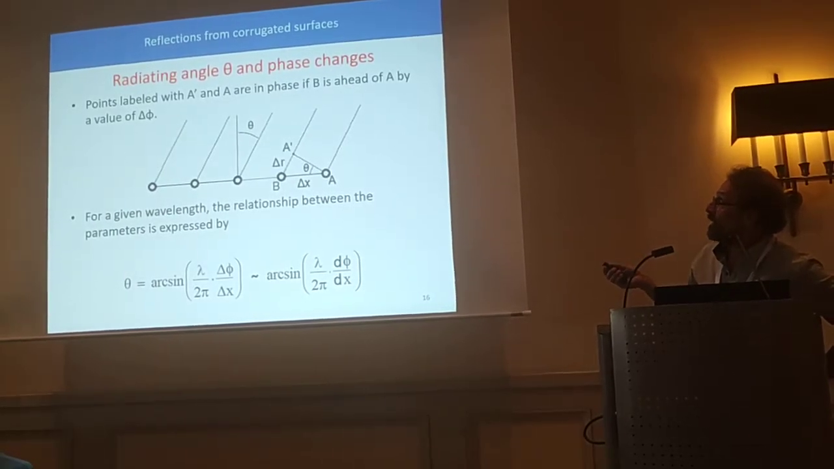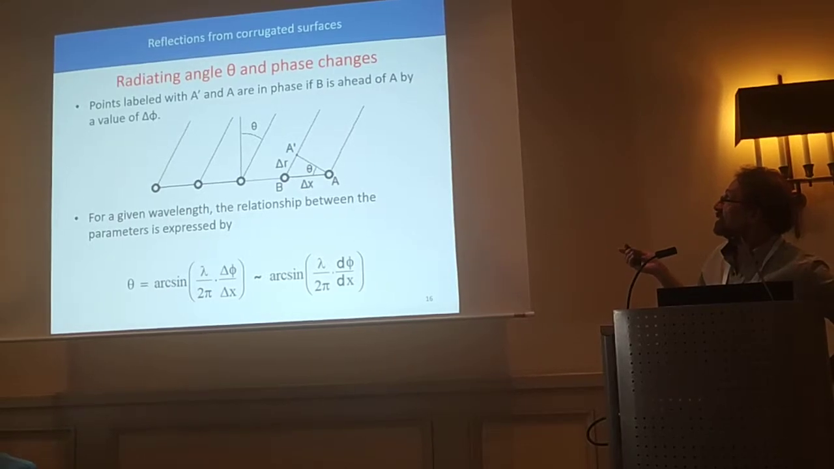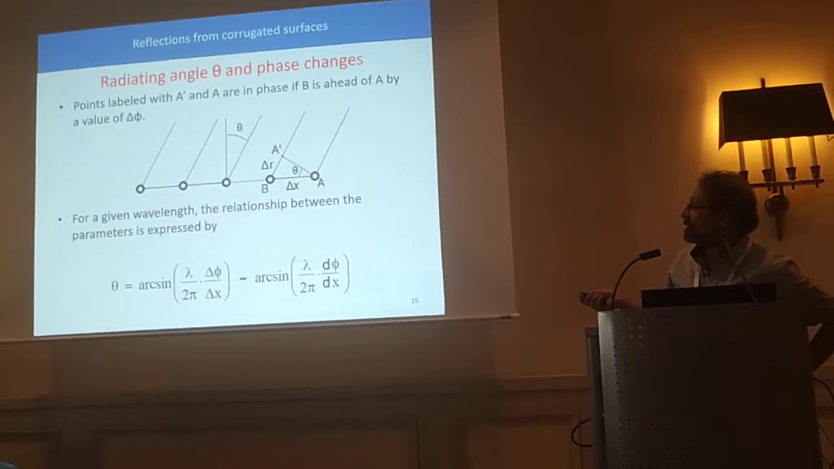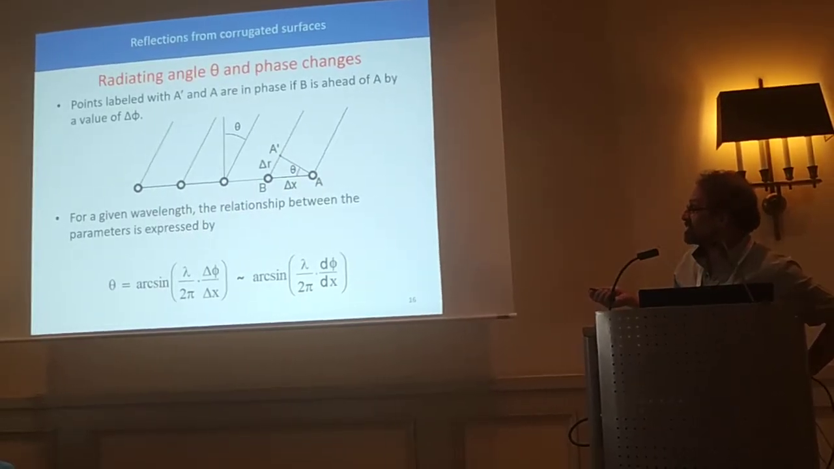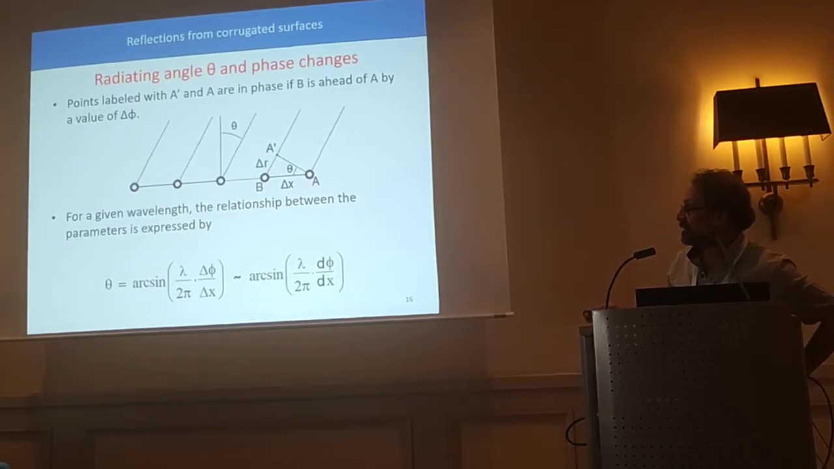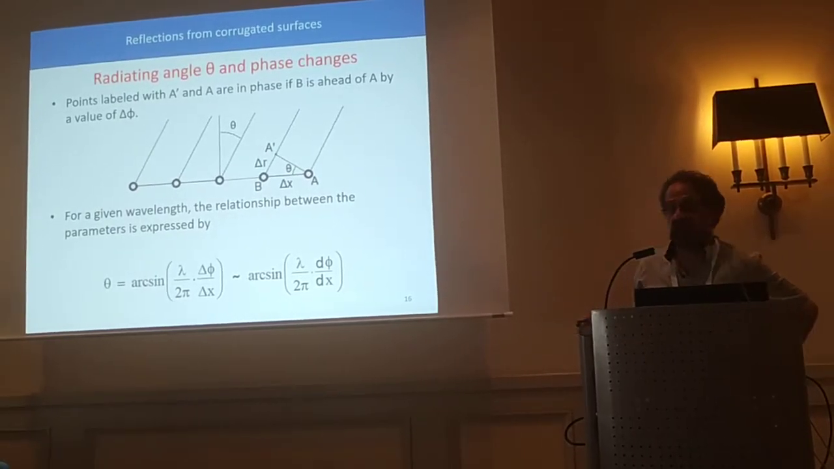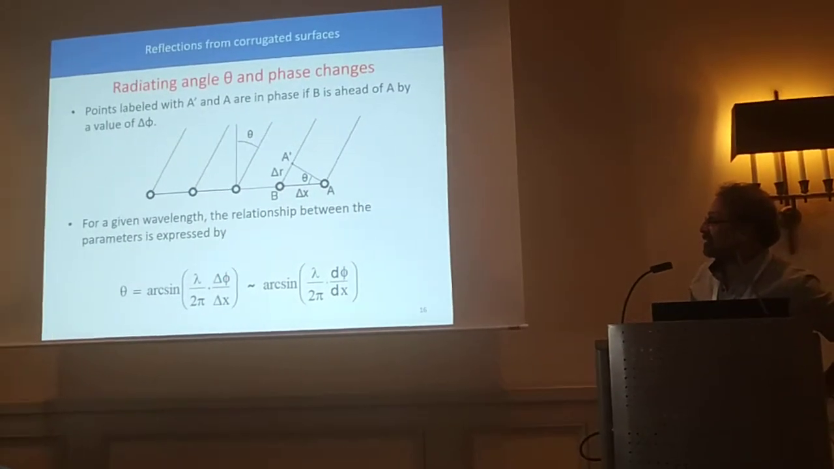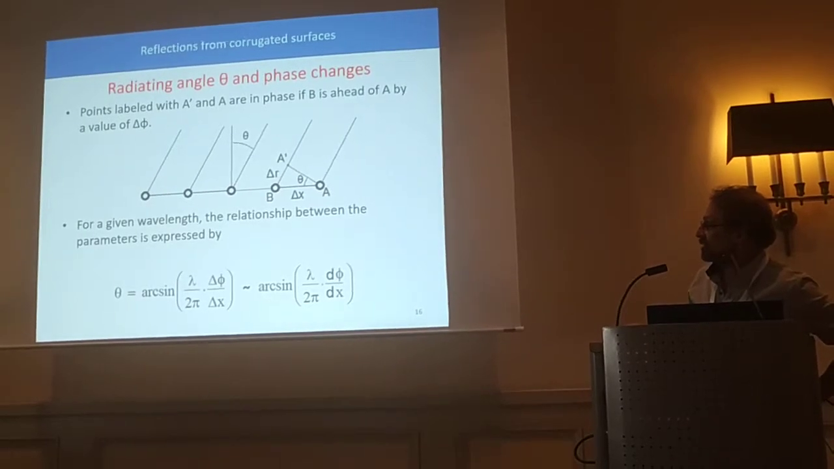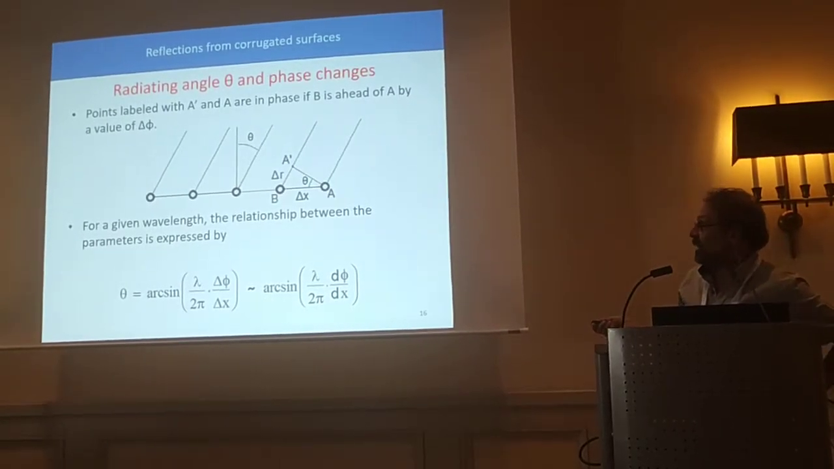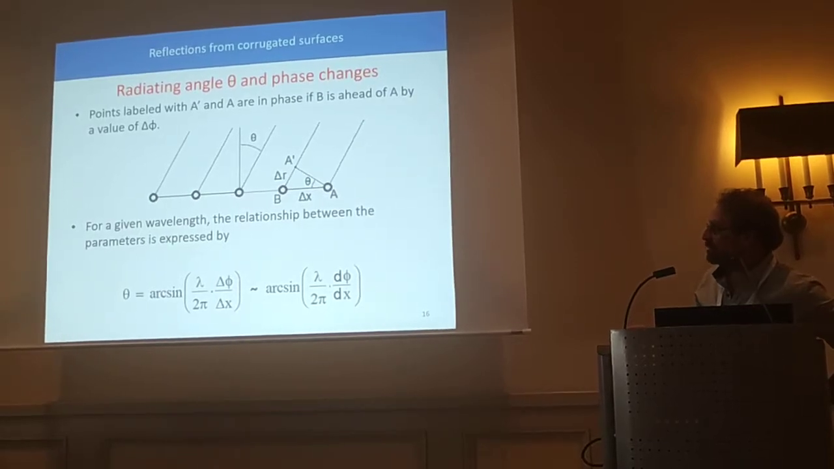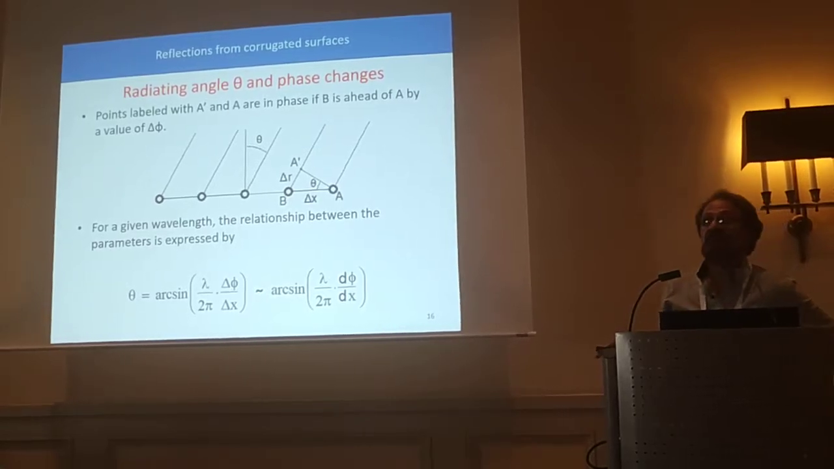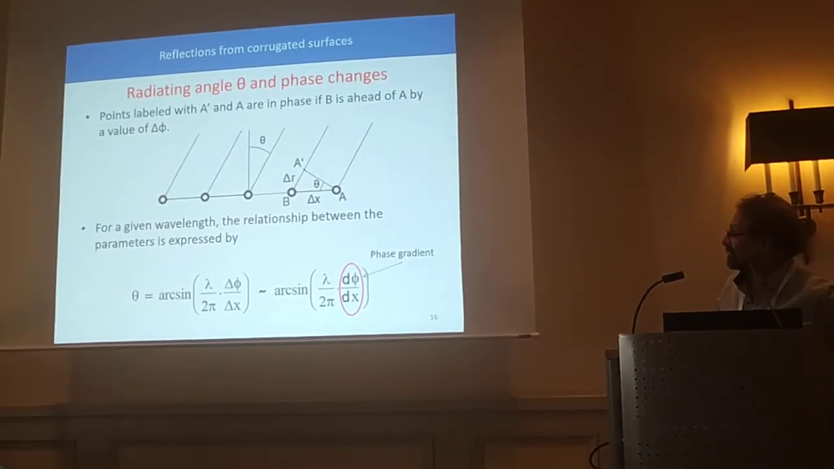Points labeled A' and A are in phase if B is ahead of A by a value of delta phi. Then, for a given wavelength, the relationship between the parameters is expressed by theta, the reflection angle, or the emitting angle in the case of the array, and it is obtained as arcsine of lambda over 2π, and in a continuous case we can consider that it will be the phase gradient of the array.